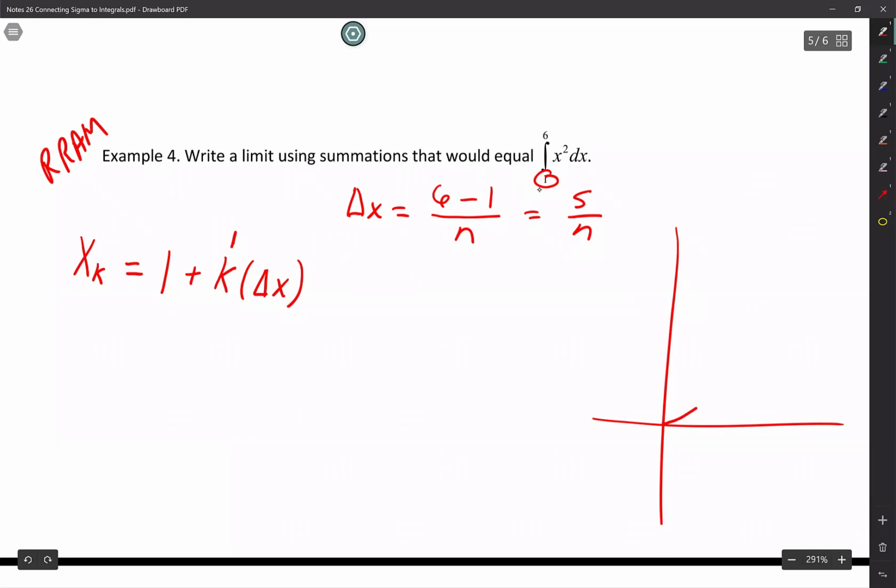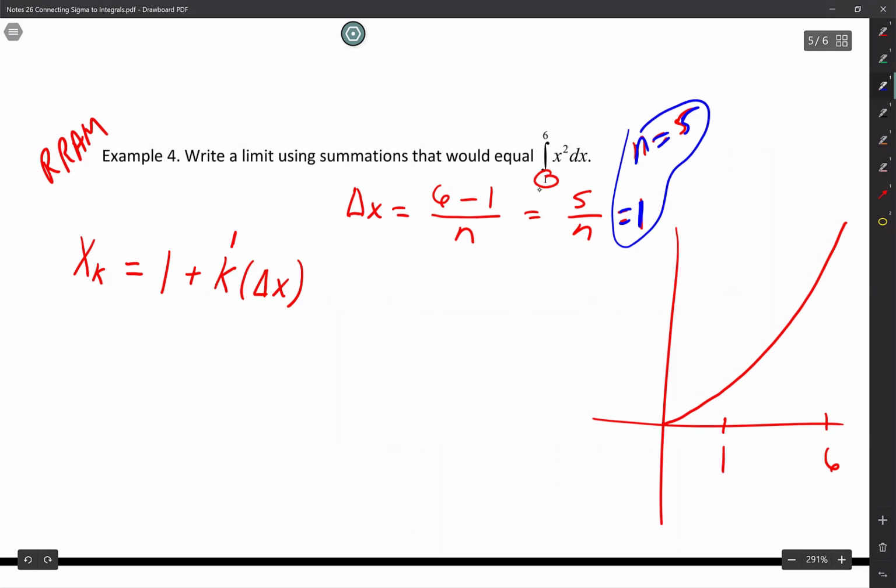Okay. Here's my visual, guys. Here's 1, and I'm going to say here's 6. Don't write this down, just listen right now. I'm going to say n equals 5. If n equals 5, that means my change in x is just 1, right? Let me write everything in blue that I'm doing, and I'm going to erase everything in blue in a little bit. So 1, 2, 3, 4, 1, 2, 3, 4, 5. Perfect. Here it is with RRAM. My first rectangle, my second rectangle, my third rectangle, my fourth rectangle, my fifth rectangle.